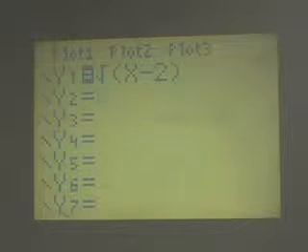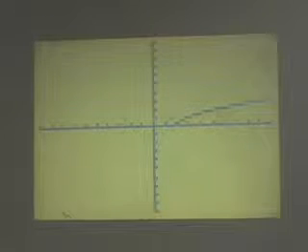Well, for problem number 1, what we have is the square root of x minus 2, and this is having a shift. Remember, the shift with the negative 2 means that it's going to shift to the right. And here's the graph that we should have for the answer for problem number 1.